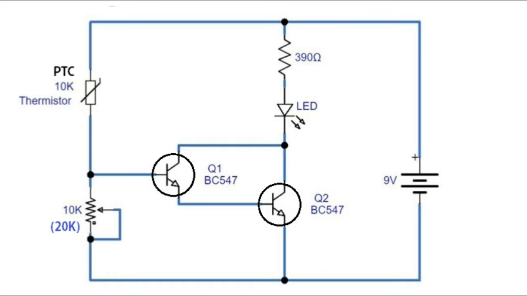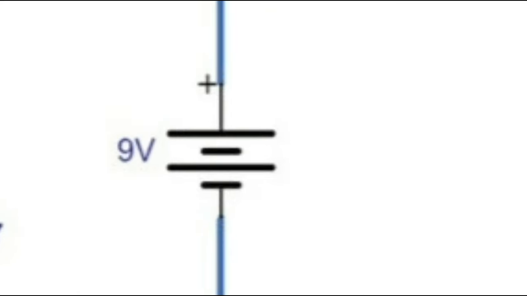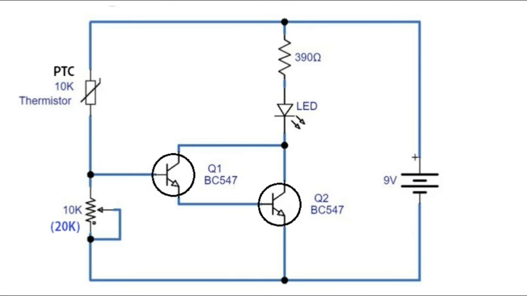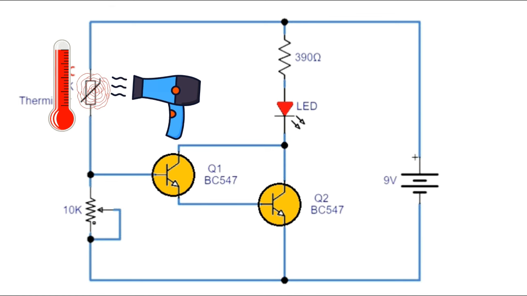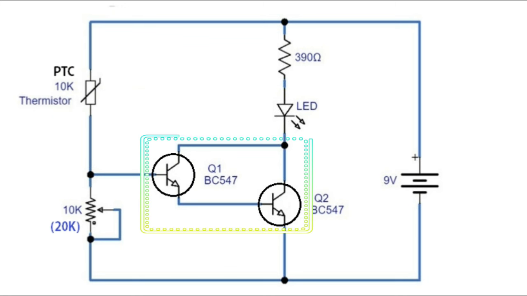The work of this circuit is simple. It works with a voltage of 9 volts. Initially, when there is no heat, the circuit is on. When the PTC thermistor receives heat, its resistance increases and disables the circuit. This both disables the transistors and cuts the voltage to the LED and turns it off.